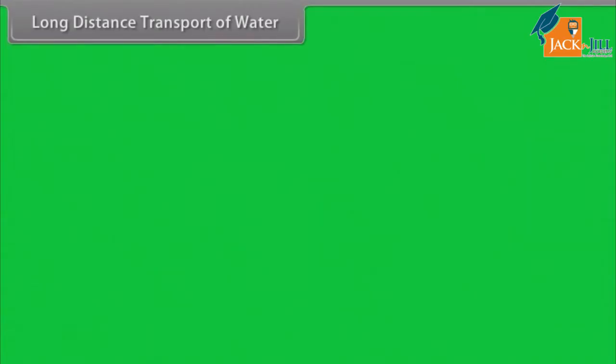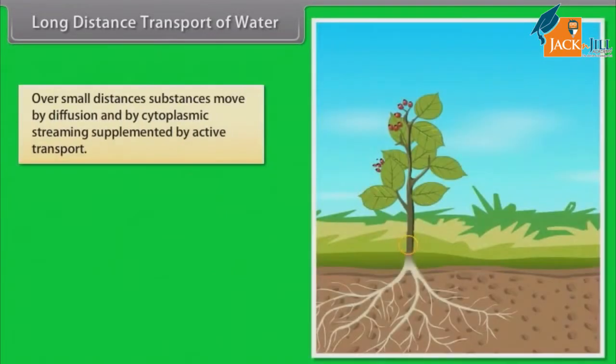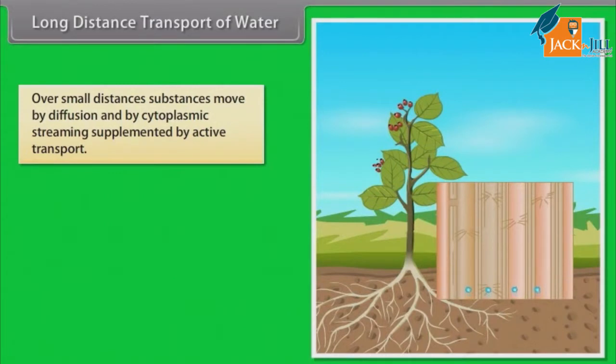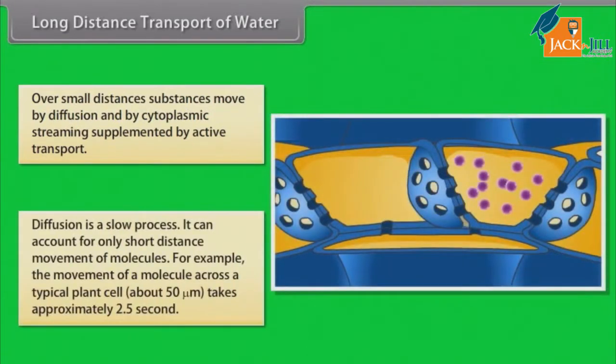Long-distance transport of water. Introduction. Friends, as we all know that over small distances, substances move by diffusion and by cytoplasmic streaming, supplemented by active transport. Long-distance transport of substances within a plant cannot be by diffusion alone. Diffusion is a slow process. It can account for only short-distance movement of molecules.